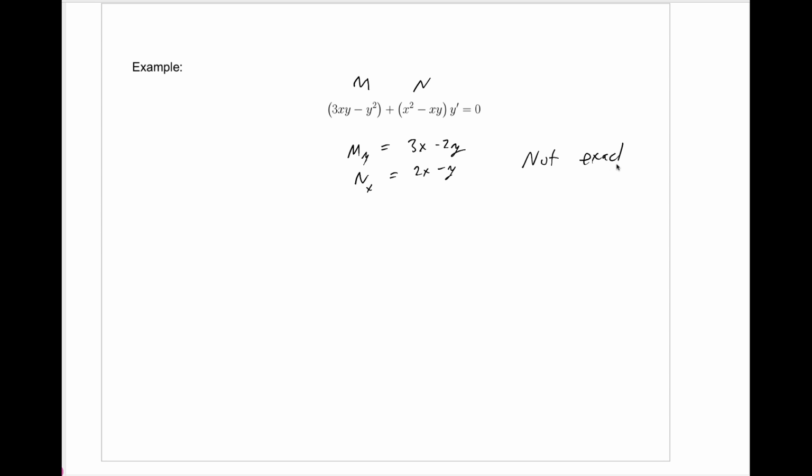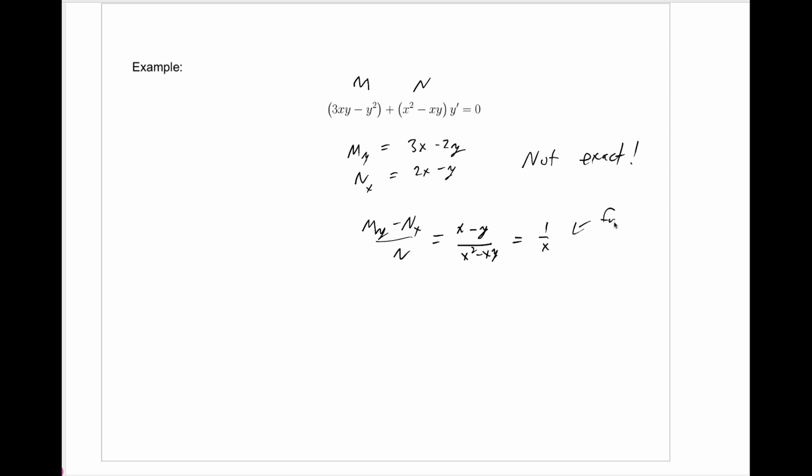exact. That means we can't just solve it right away by finding a function c whose derivative with respect to x is m and whose derivative with respect to y is n. That won't work. But what if we compute m sub y minus n sub x over n? Here, this minus this is x minus y. And we divide by n, which is x squared minus xy, and that quotient is just 1 over x.